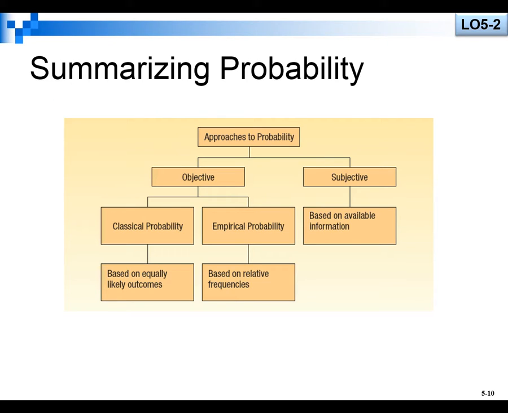To sum up probability, there are two major branches of approaches. We have our objective and subjective. The objective can be further broken down into classical probability, which is based on equally likely outcomes, and empirical probability, which is based on relative frequencies, so the relative amount of times something has happened in the past. And subjective, of course, is based on the available information.